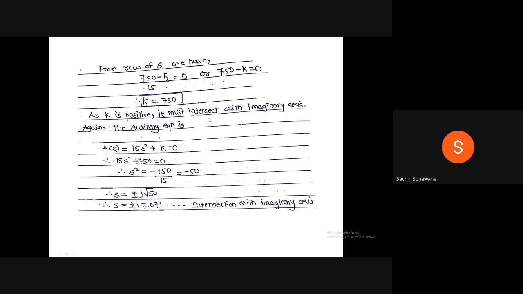As k is positive, it must intersect with the imaginary axis. Again the auxiliary equation is A(s) is equal to 15s square plus k is equal to 0. Therefore 15s square plus 750 is equal to 0. Therefore s square is equal to minus 750 divided by 15, which is equal to minus 50. Therefore s is equal to plus minus j into root of 50, which is s is equal to plus minus j 7.071, the intersection with the imaginary axis.